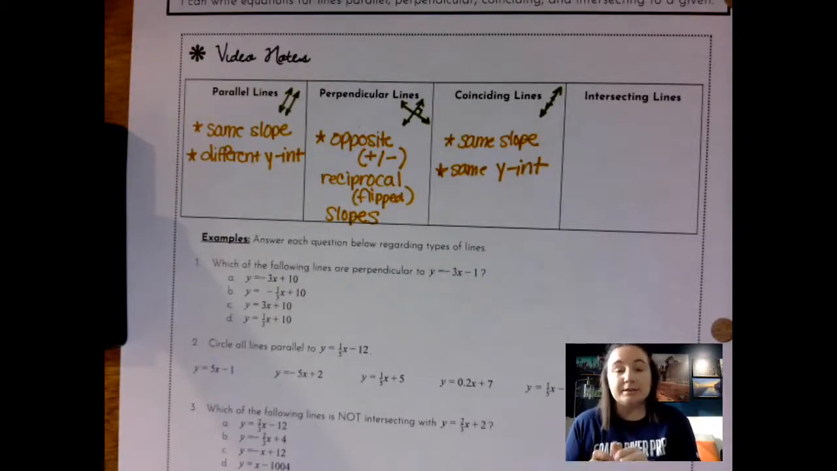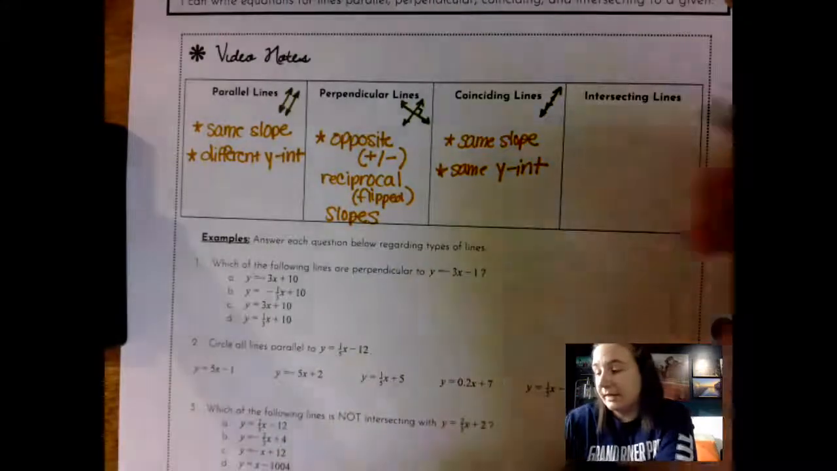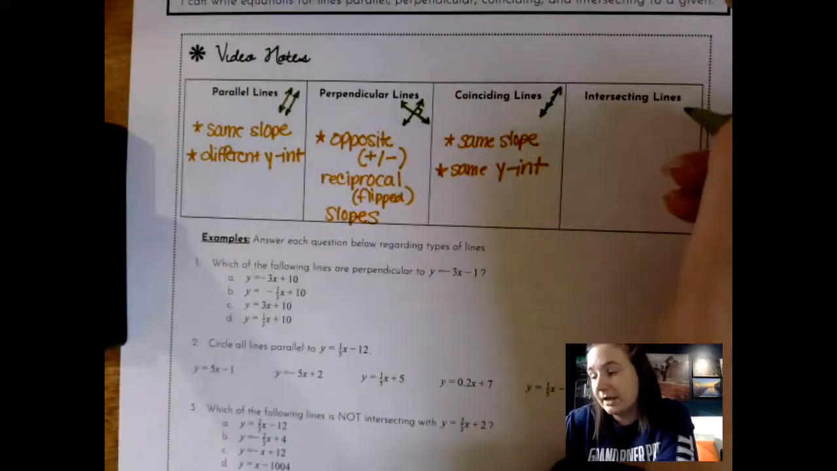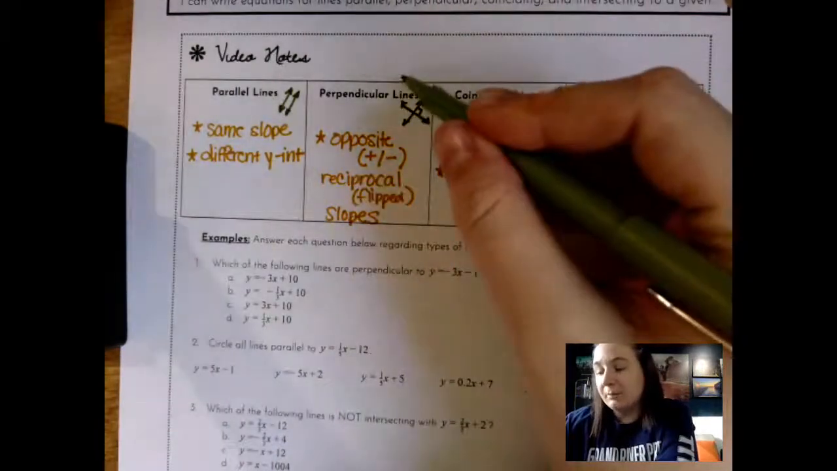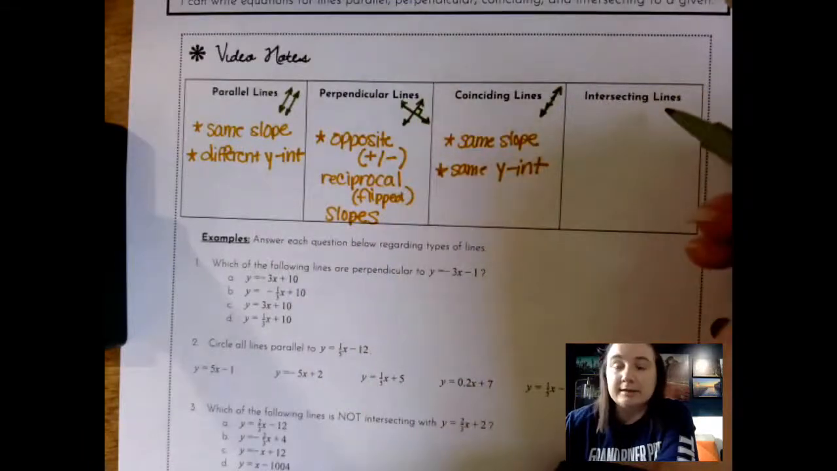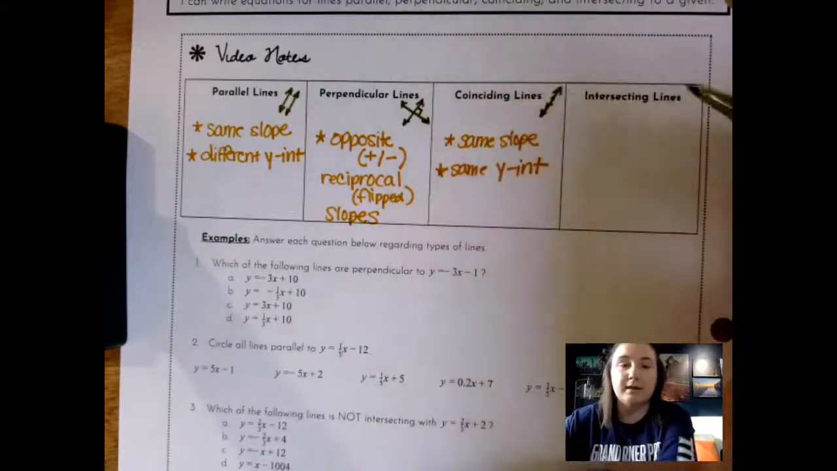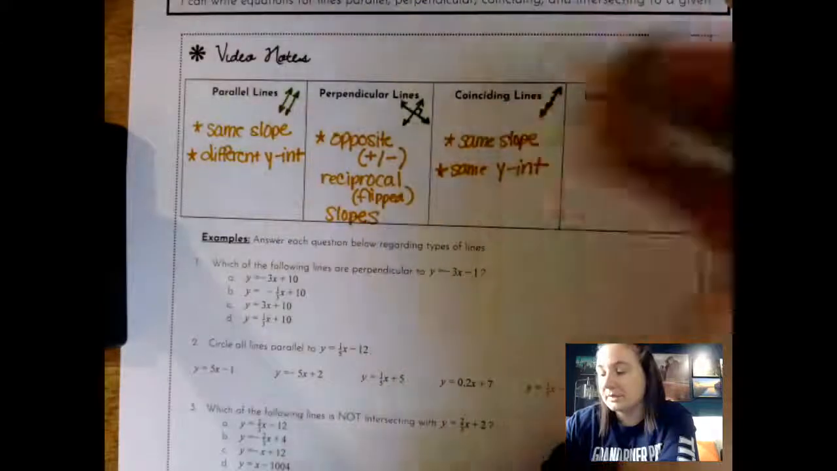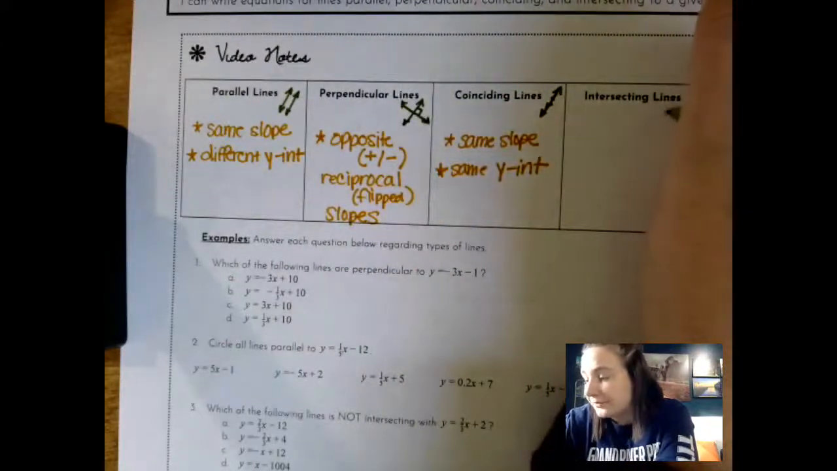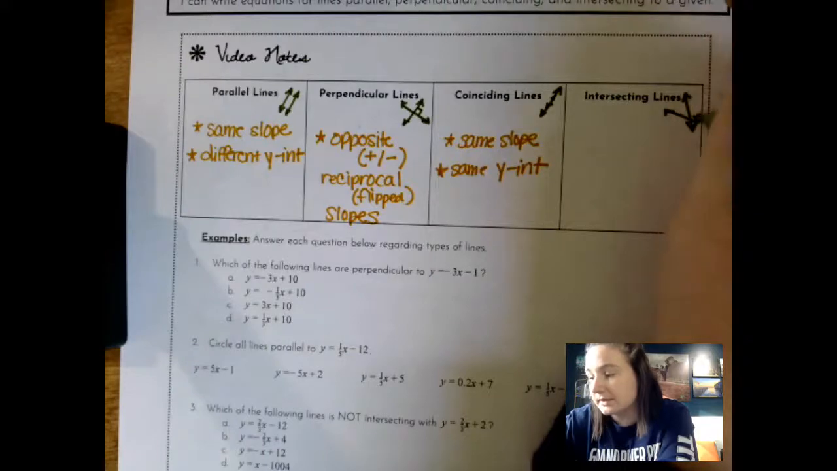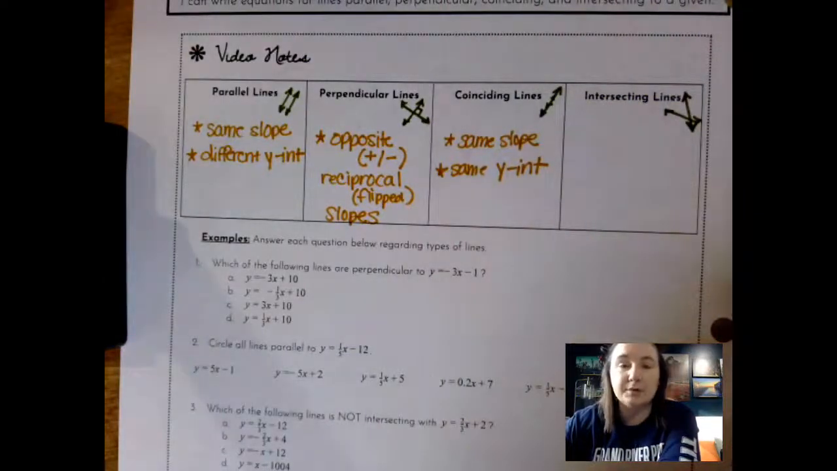And then intersecting. It's kind of like parallel, except it's not at a 90-degree angle. I guess like all perpendicular lines are intersecting, but not all intersecting lines are perpendicular. So everything that's perpendicular does cross. This is just any two lines that cross in any way. So you can see like this is not a 90-degree angle, but they do cross.